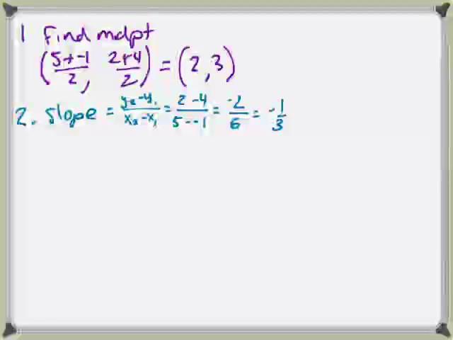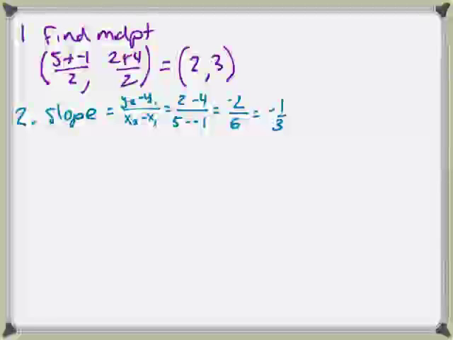Okay, so first step is to find the midpoint using the midpoint formula from our notes today. Second step is to find the slope, and for that we have to think all the way back to chapter 2, where we learned that a slope is the change in the y's over the change in the x's, or subtract the y's, divide by subtract the x's.